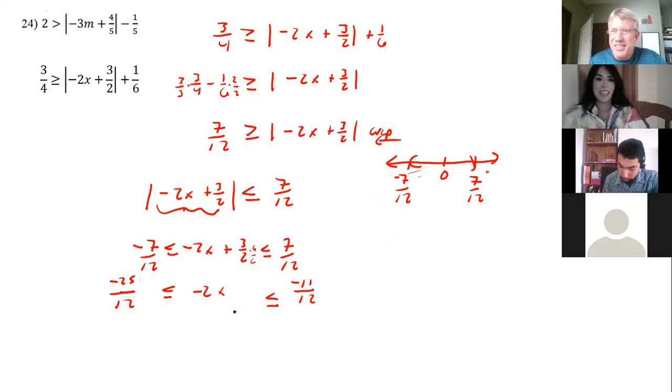And now what do you need to do next? What's got to happen next? We need to isolate the x. You got to isolate the x. So what are you going to do? Divide by -2 is one possibility. And the moment we multiply or divide by a negative, we've got to change the sign direction. The symbol's got to flip.